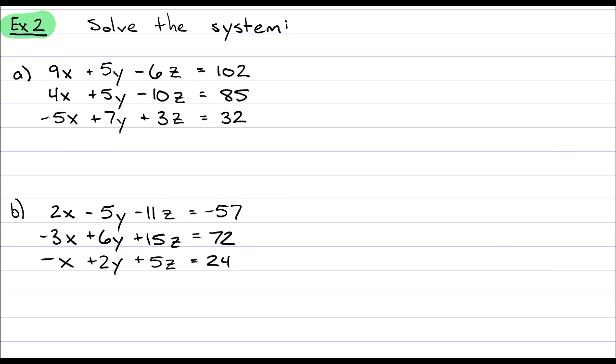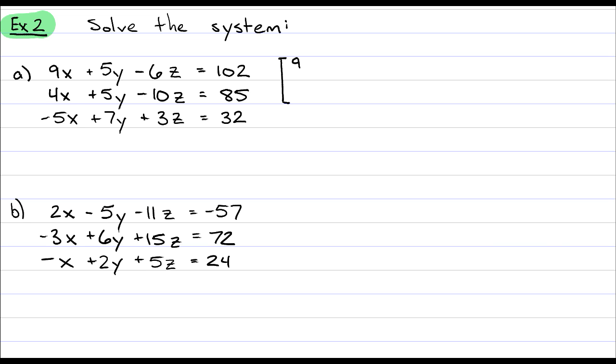In example 2, we're going to solve several systems of 3 equations, 3 unknowns, using the RREF function in our graphing calculators. Okay, so in part A, we have the following system: 9x plus 5y minus 6z equals 102, and so forth. You can read it there on the screen. And I'm going to solve this using RREF. So the very first thing I need to do is put it into an augmented matrix.